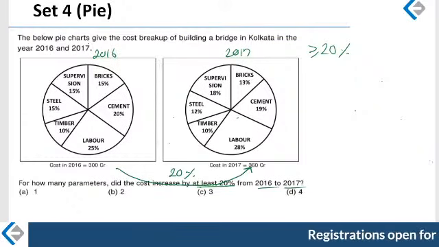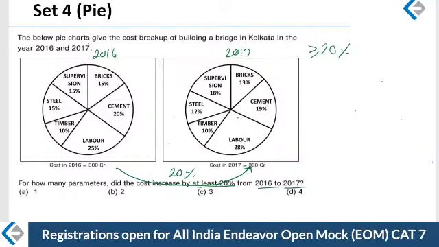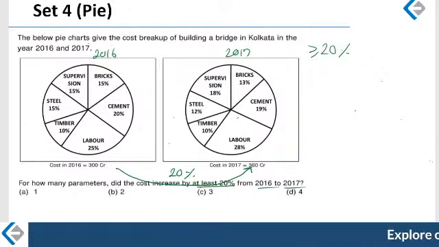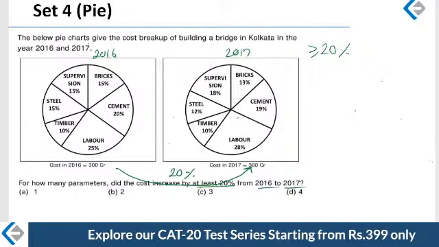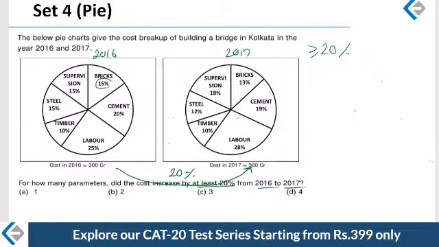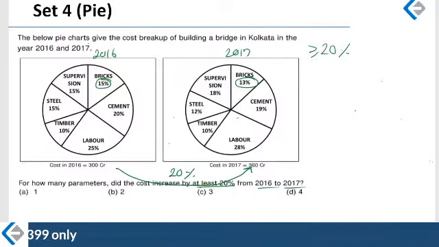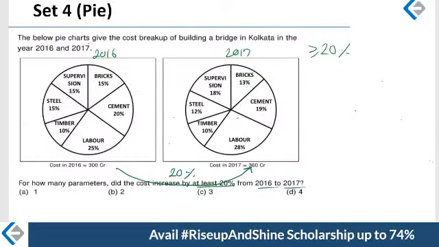300 crores was spent in 2016, and in 2017 it is 360 crores. What is the increase in the base? 20%. The 300 went on to become 360. If the base itself has grown by 20%, and the bricks is at 15%, then the growth is less than 20%. Therefore, bricks is out. I will not consider bricks, because 15 went on to become 13, therefore it is out.